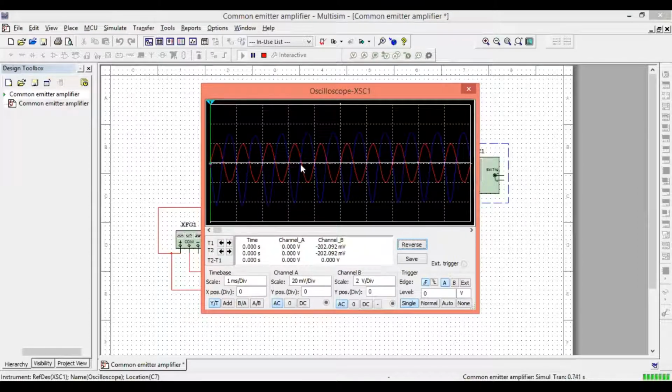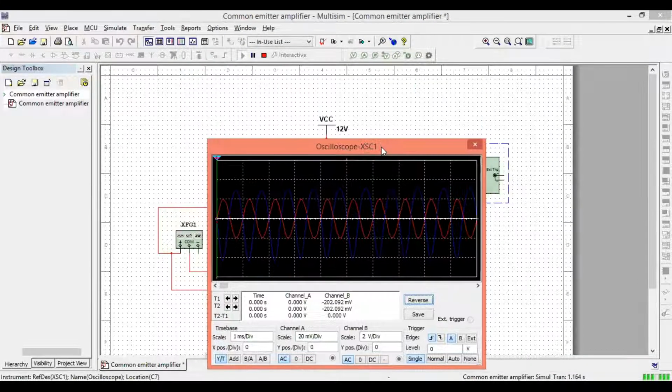Now if we look at the waves, the output, so the blue wave is actually the output signal, whereas the red sine wave is the input signal. तो अगर आप इसी स्क्रीन को देख लें, so we are actually getting an inverted amplified output.